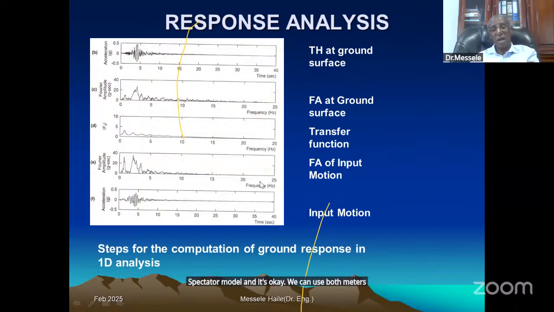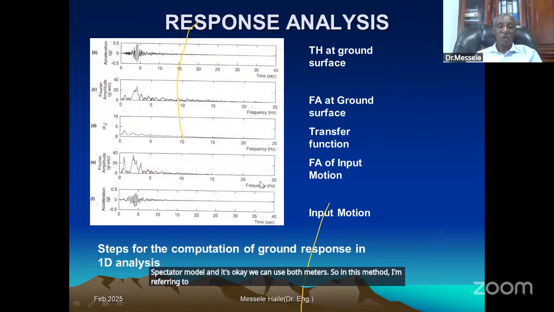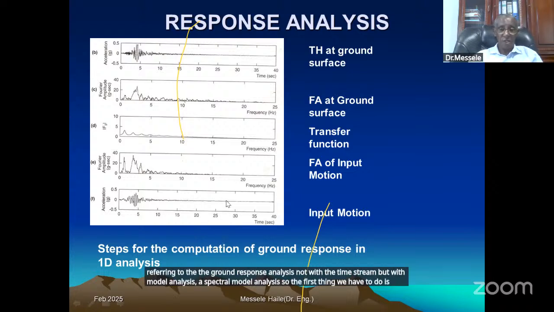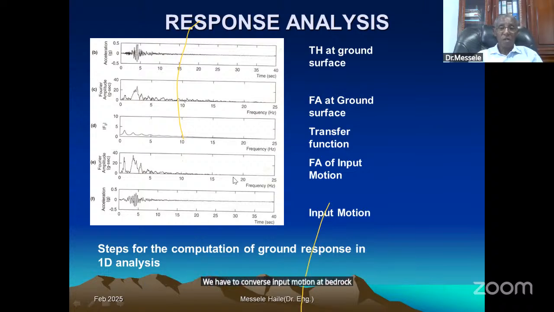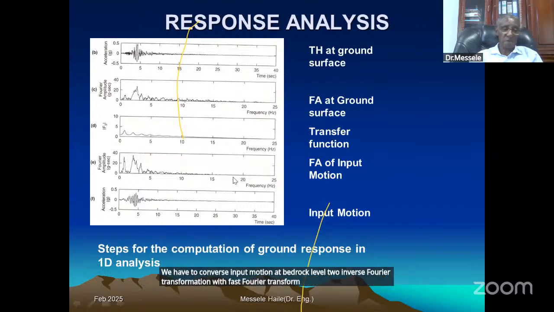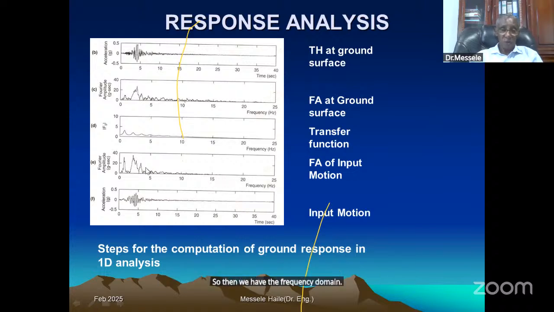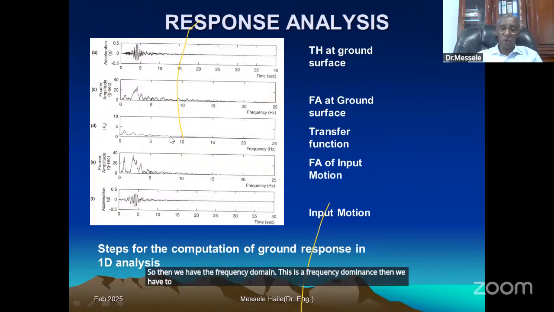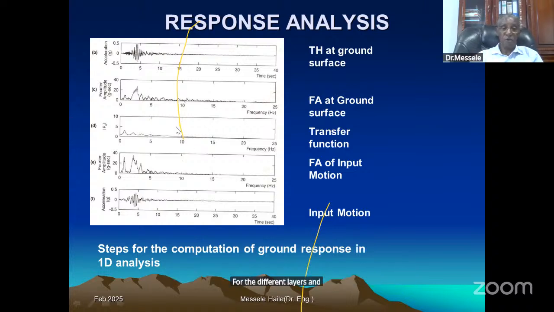In this method, I'm referring to the ground response analysis, not with the time history, but with spectral modal analysis. So the first thing we have to do is convert the input motion at bedrock level with Fourier transformation, with fast Fourier transform software or anything you can. Then we have the frequency domain. This is a frequency domain analysis. Then from the soil, all these parameters which we saw earlier will give us one function, which is called the soil transfer function, for the different frequencies, for the different layers, and for the different periods of frequencies.